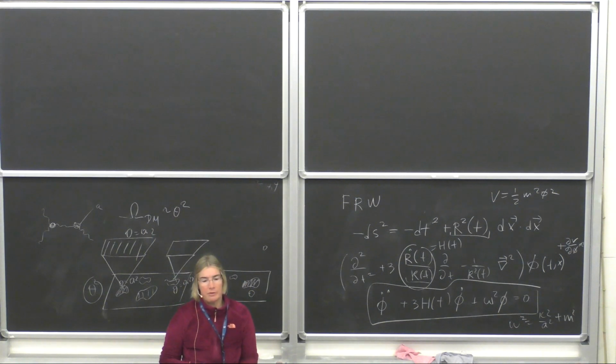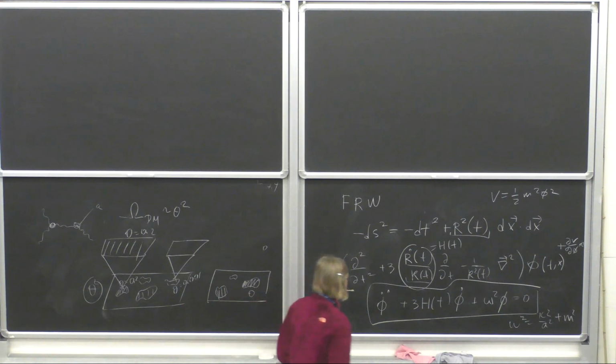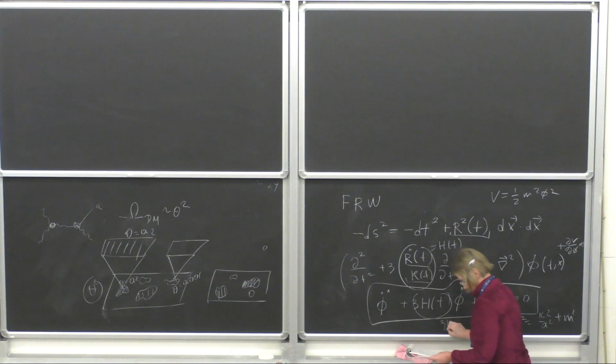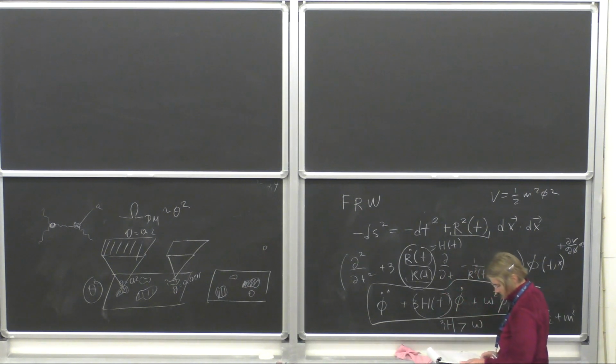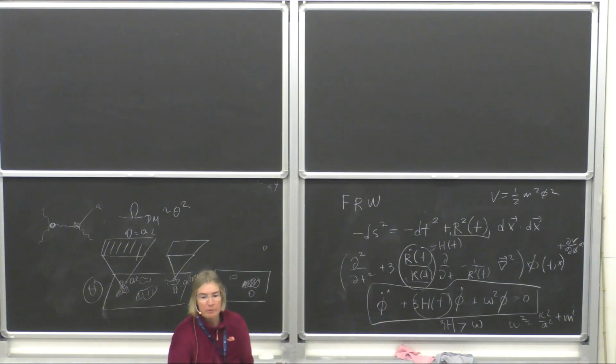And what happens with this field? What happens with this field initially is what's called Hubble friction. So the field is stuck. If your parameters are such that 3H is larger than omega, then the field is constant. The reason why that happens is that the harmonic oscillator is called overdamped. So one wavelength does not fit into the horizon, and the field is not allowed to oscillate in this case.